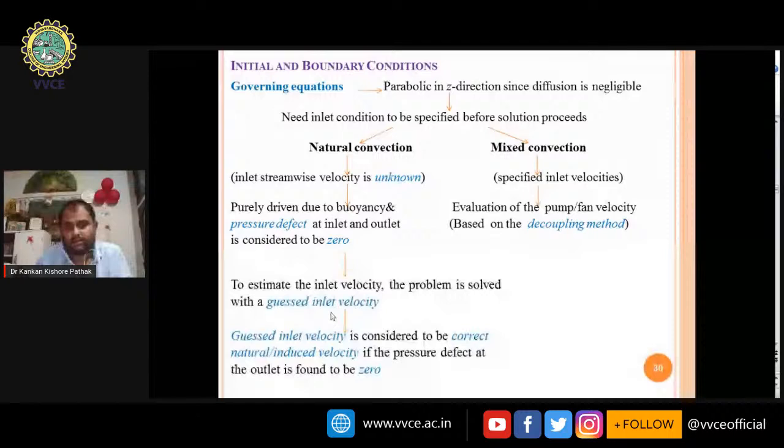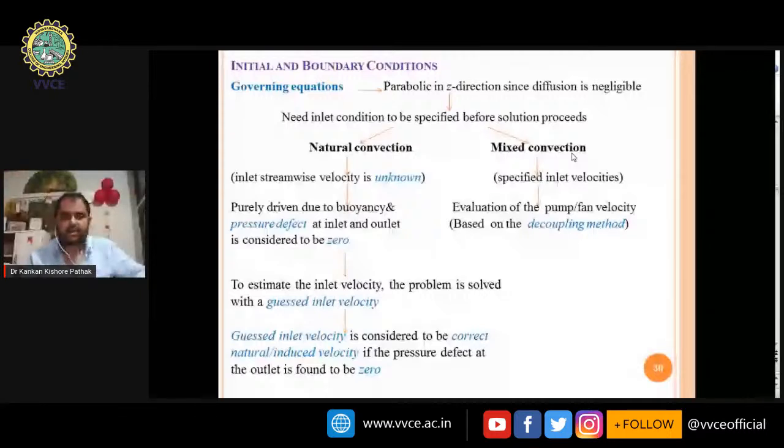The main thing is the governing equations. They are parabolic in the z direction since diffusion is negligible. All the governing equations I discussed in the earlier slides are parabolic in z direction, and that's why an inlet condition needs to be specified before the solution proceeds. So we have two cases: one is natural convection, another is mixed convection.